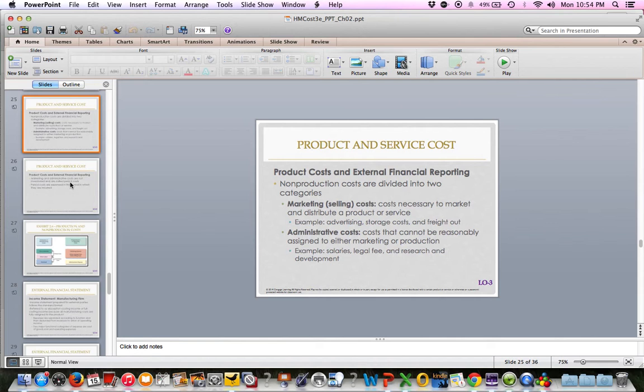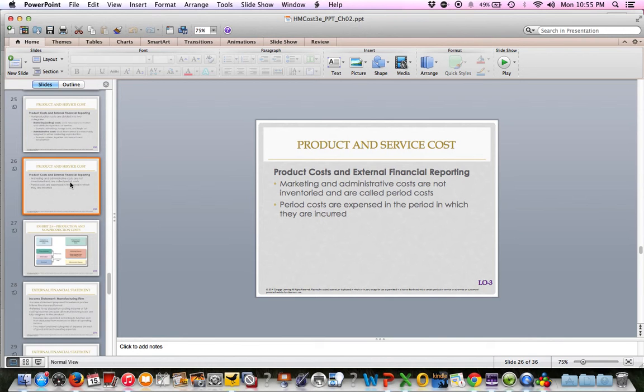Then you have administration costs. These are not product costs, or I should say they're non-production costs. They're really treated more like expenses. Administrative costs are basically costs that cannot be assigned to marketing or production. So it could be a legal department, an R&D department, the accounting department, HR department. If we have some kind of a home office, the cost of running that home office, and so on.